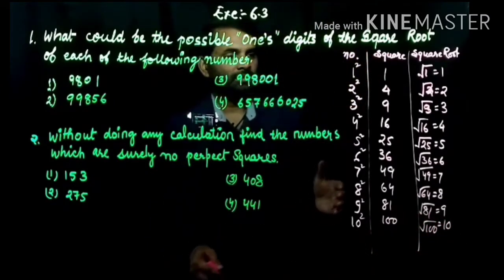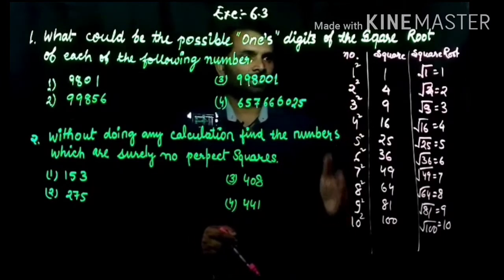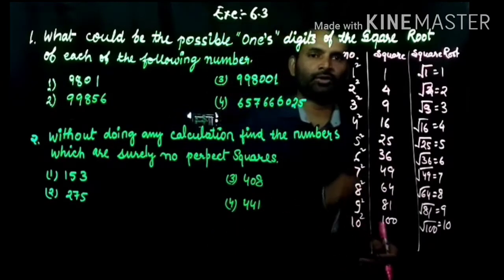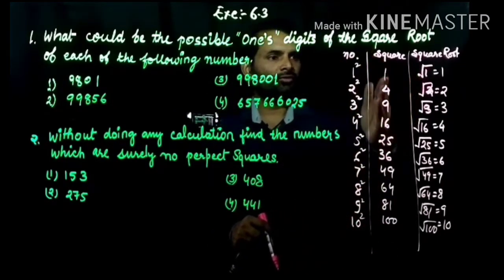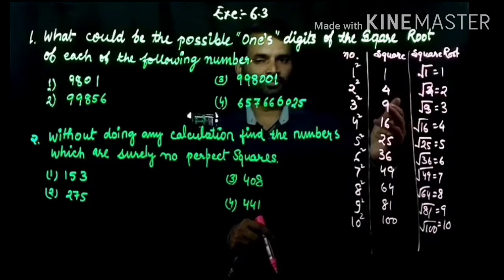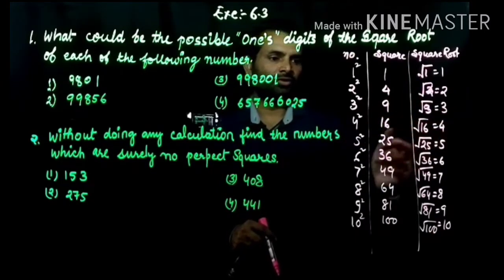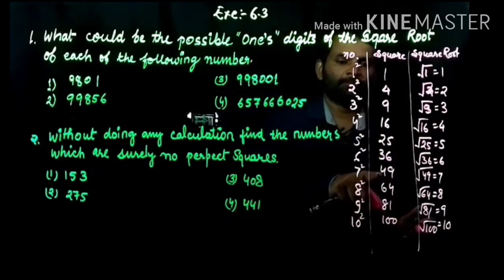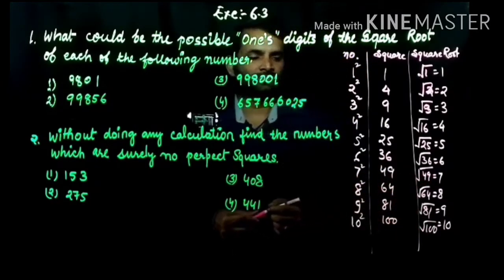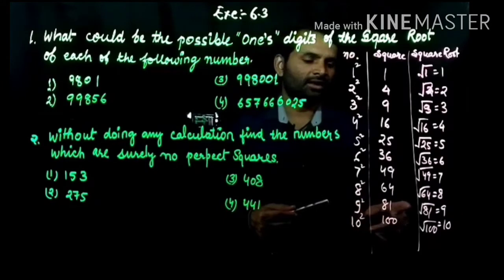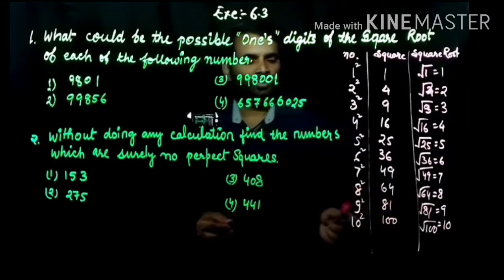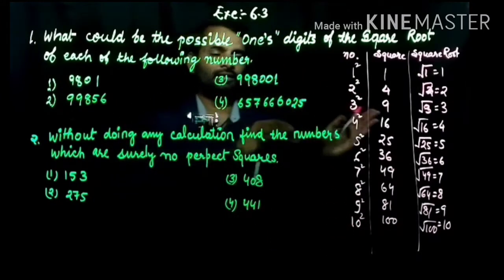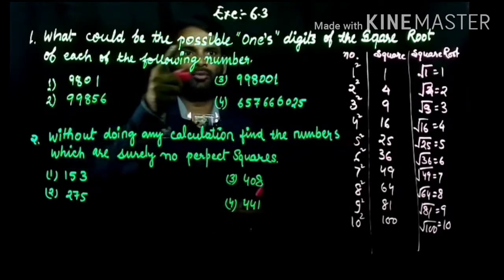It means the given numbers are 1, 2, 3, 4, 5, 6, 7, 8 and the squares of the numbers will be 1, 4, 9, 16, 25, 36, 49 and 64. According to this table you can directly see the answer: what could be the possible ones digit.